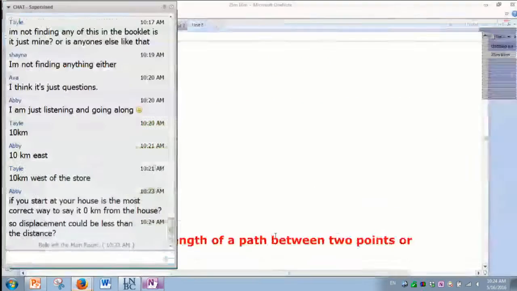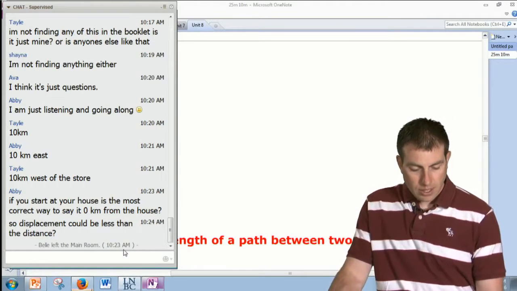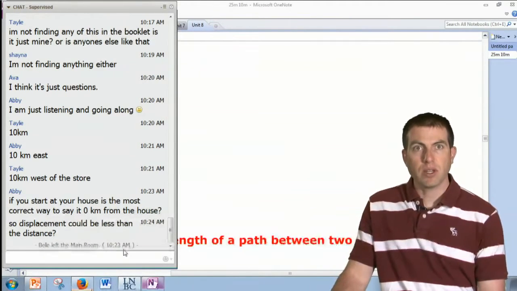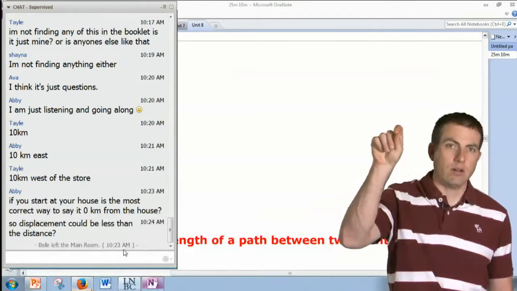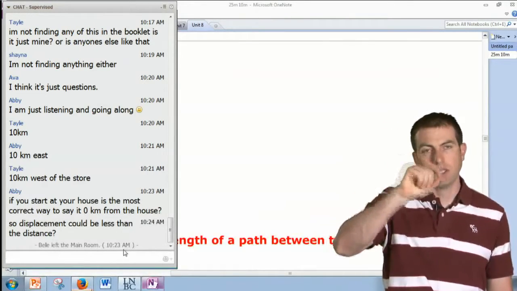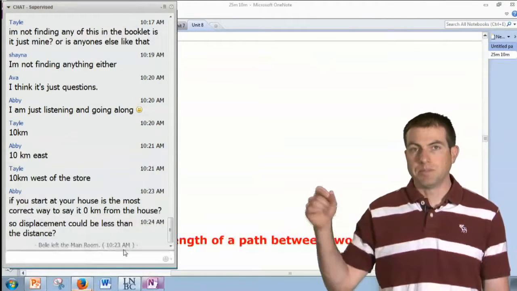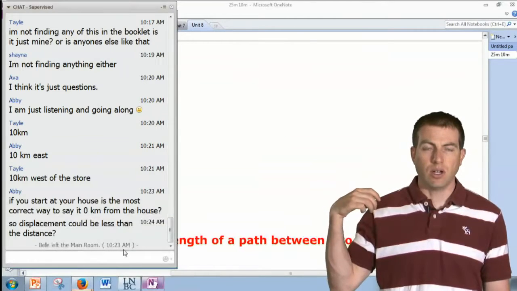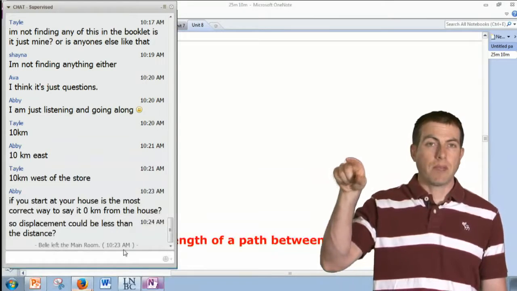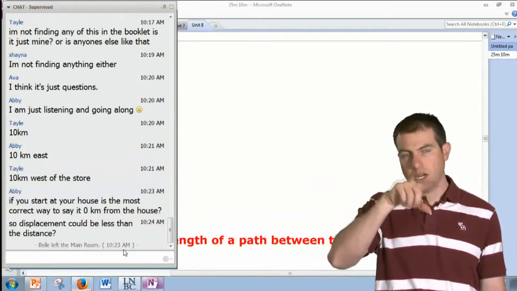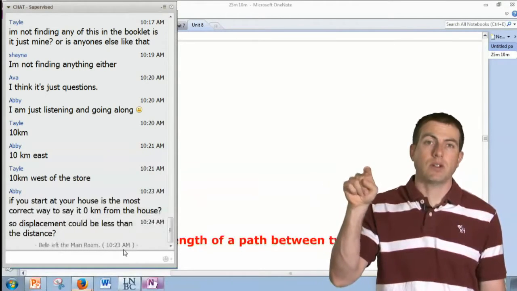Sorry, Abby, I just saw that you asked a second question here. So displacement could be less than distance. It can be, yeah. Think about it this way. If I started at my house, I drove around town, maybe I went out to Tim Hortons to get some coffee and then to Save-On-Foods to buy some groceries, and then went to the dog food store to grab some food for the dog, back home. How far did I go? Well, my distance was maybe 5 plus another 5 plus another 5. So I traveled maybe 20 kilometers on that trip.